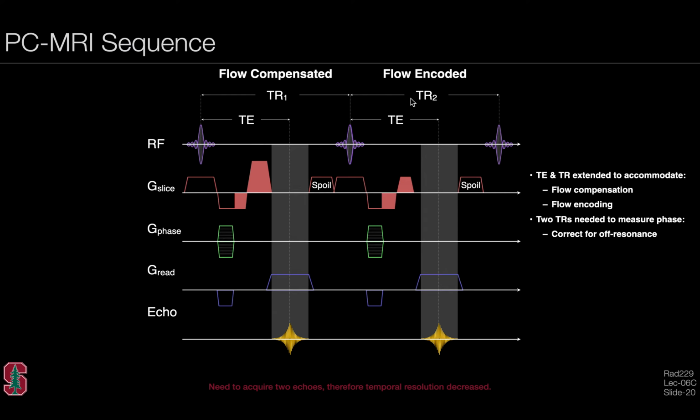Now, the consequence of building up this phase contrast sequence is that the TE and TR are extended to accommodate the combination of flow compensation and flow encoding. And then even more so, we need 2 TRs to measure the phase difference, thereby correcting for off resonance.